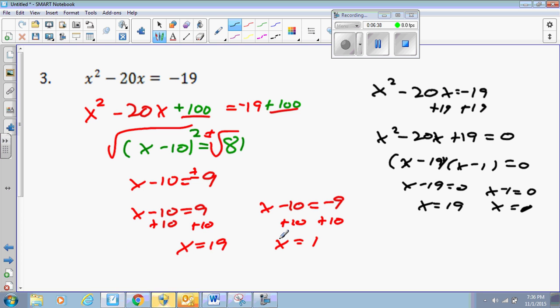This method of factoring is much easier. The only problem is it doesn't always work. It does work in this case, and in that sense, if I just told you to solve, this is probably a better way to do it over here. All right, let's move forward.